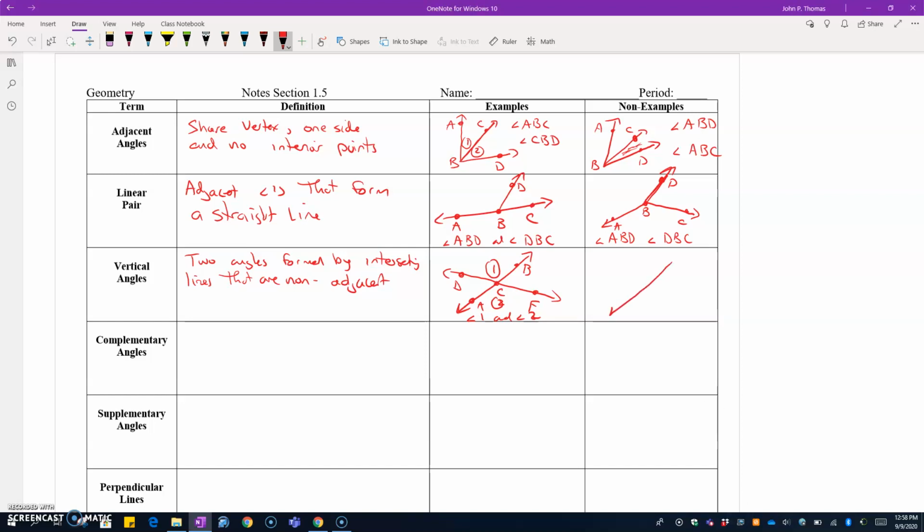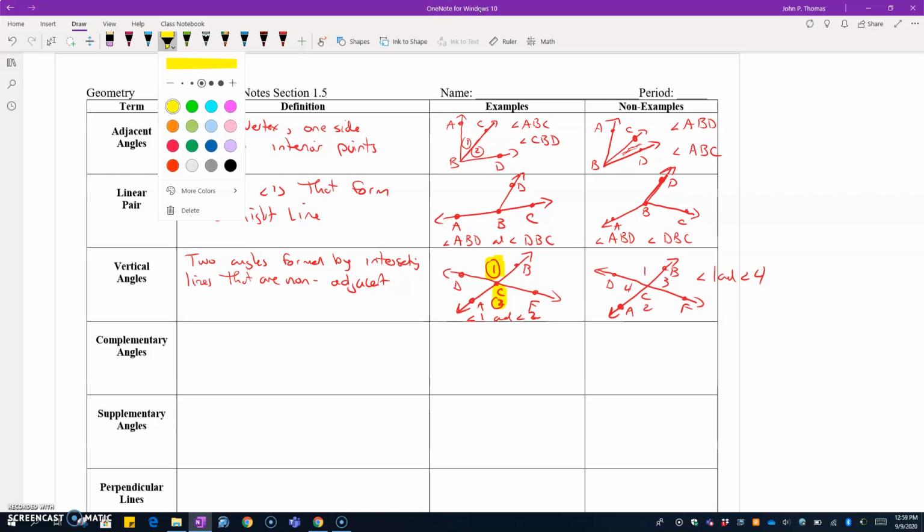Counterexample, if I do the same picture here, so I still have D, C, F, and A, C, B. If I number these 1, 2, 3, and 4, angle 1 and angle 4 would not be vertical because they're adjacent to each other. So again, formed by two intersecting lines, but they have to be opposite. So we can consider this top angle and this bottom angle. That would be one option. Another option would be this angle and this angle, but they can't be adjacent.